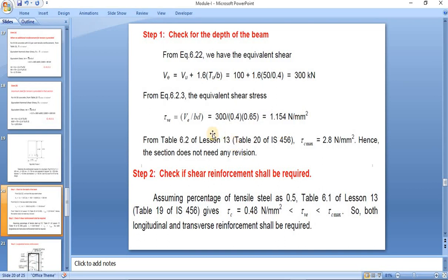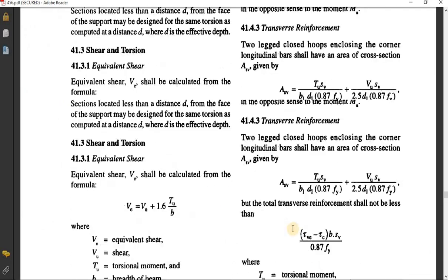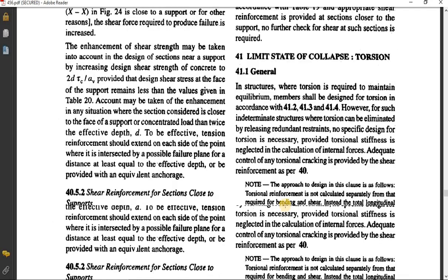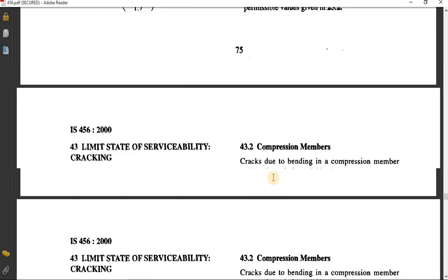As per the clause, this tau VE should be less than tau C max. If the equivalent shear stress is less than tau C max, then we say that the section is satisfied, meaning the depth of the section is sufficient. Tau VE we have already calculated. How to calculate tau C max? Tau C max can be calculated by using table number 20 from IS 456.